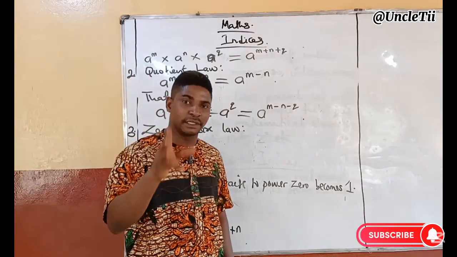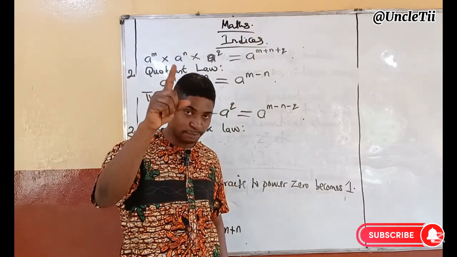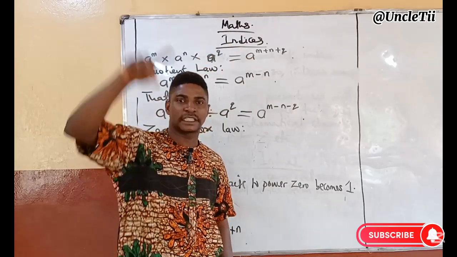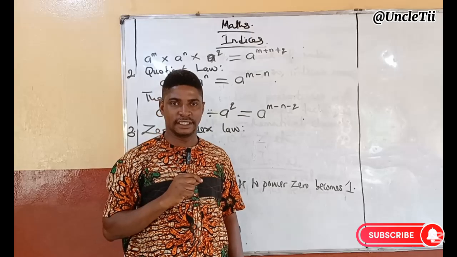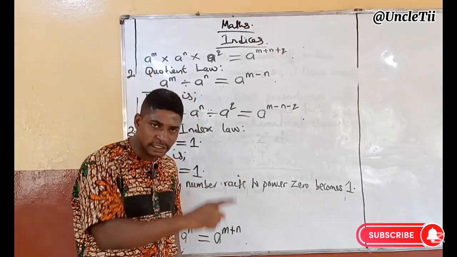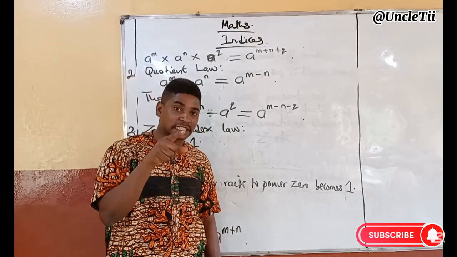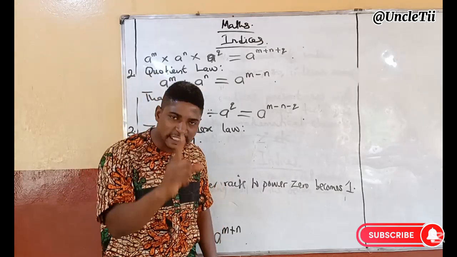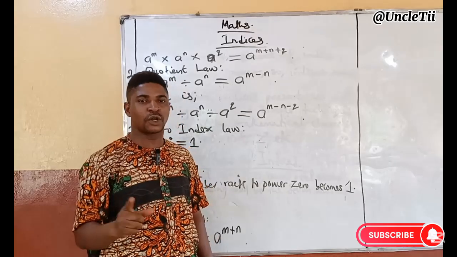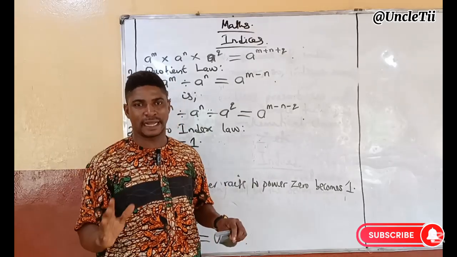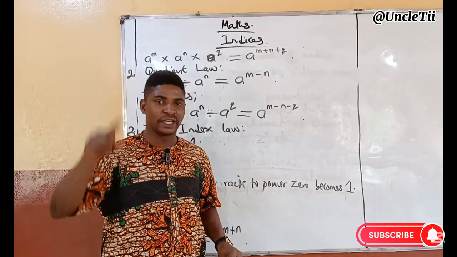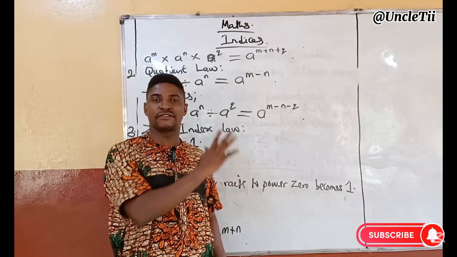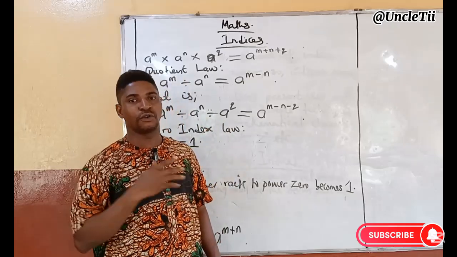So we have now examined the first 3 laws of indices. The product law tells us that multiplication in the term translates to addition in the indices. Then we looked at the quotient law. The law tells us that division of the terms translates to subtraction in the indices. And then we looked at the third law, the zero index law. That law says any number raised to power 0 is always equal to 1. Don't forget, we have 7 laws. We have just treated 3. There are still 4 to go.